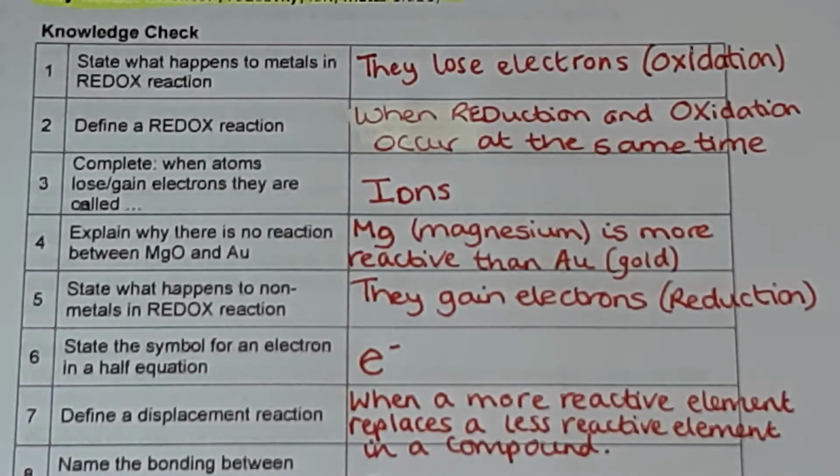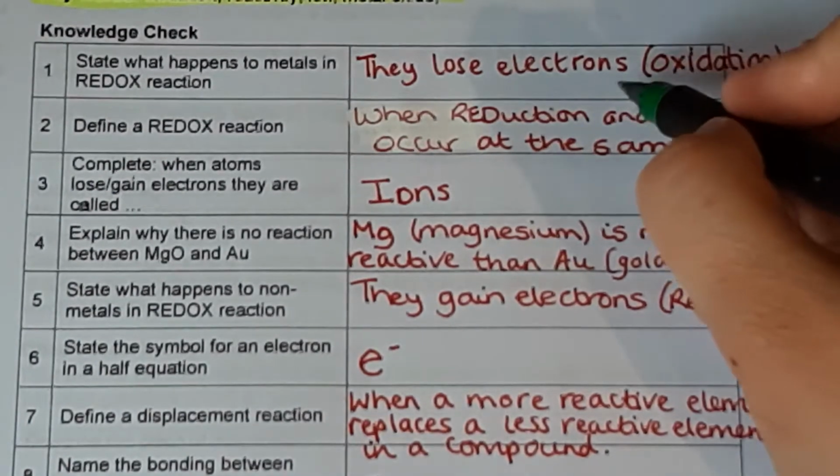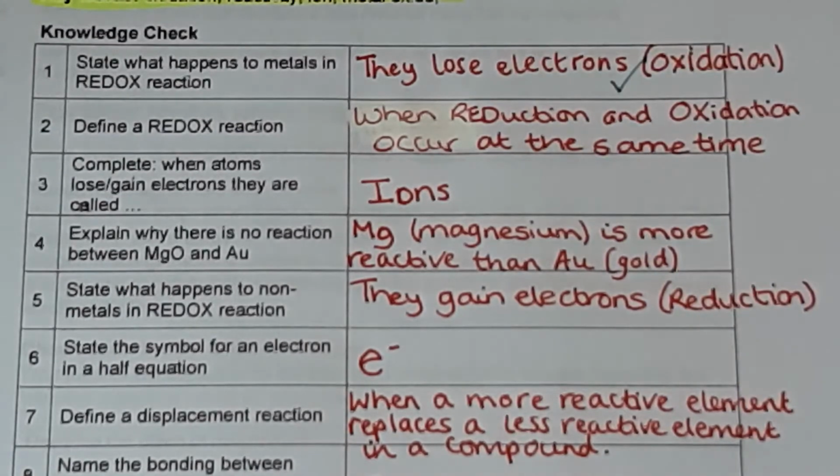Okay, so let's go through those. Question 1. State what happens to metals in redox reactions. So they lose electrons. Alternately, you can write oxidation. So either of these is correct. Lose electrons is more of a higher tier answer, and oxidation is more of a foundation tier answer, but it really doesn't make a difference as long as you've written one.